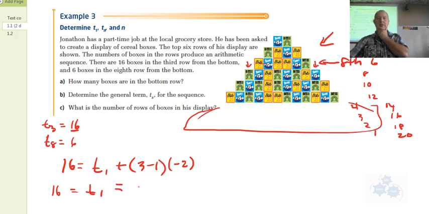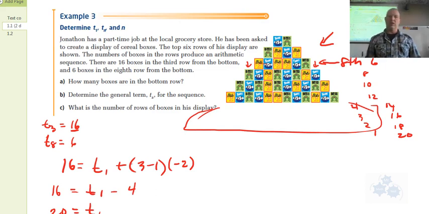3 minus 1 is 2 times negative 2. Whoops, what am I doing there? Minus 4. So 20 is T of 1 when you add 4 to both sides. Okay, so logical reasoning, as well as using the formula. That's probably as much as I'm going to show you. There is one more method that I'm not going to bother with. You can look at it in the text if you want, but I think I might just be throwing too much at you if I do that one. So that's for A. Okay, questions about that? Use the formula, use logical reasoning, whatever.